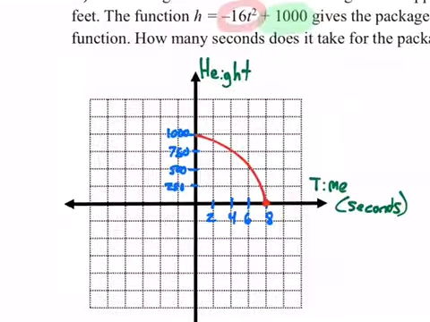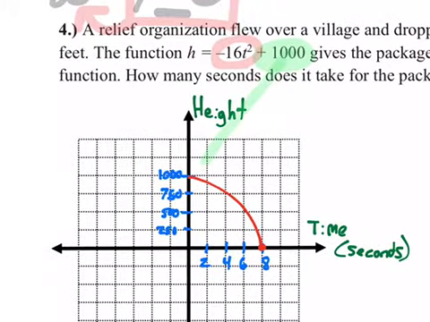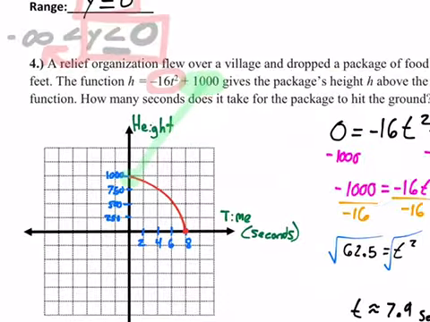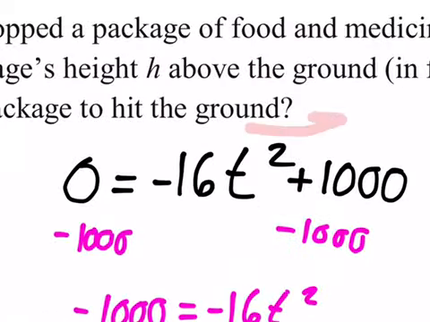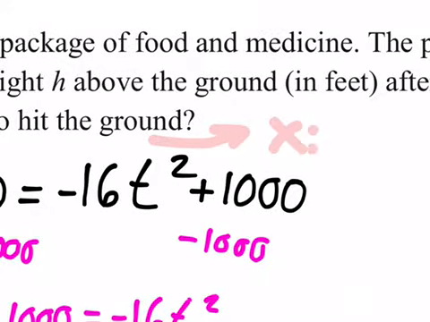So we know this green number, our c value, tells us where we are starting. Okay, so if we're hitting the ground, that means we're looking for our x-intercept.